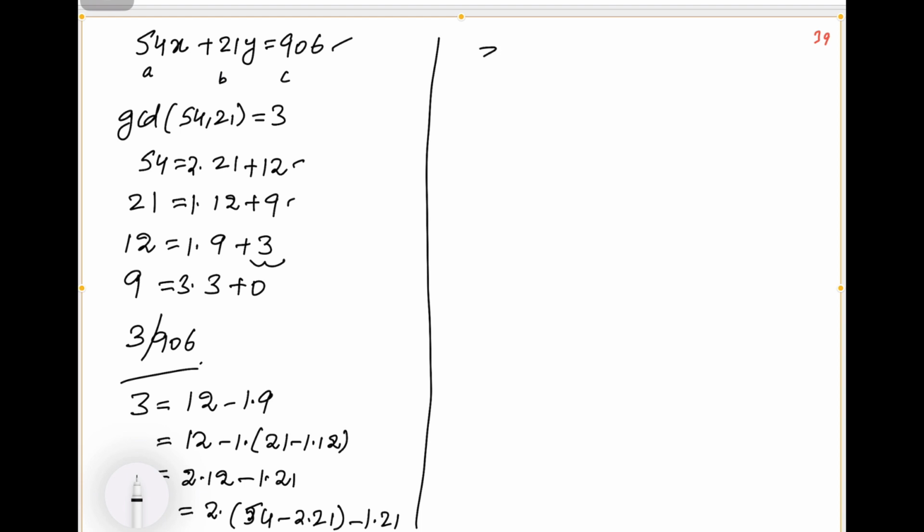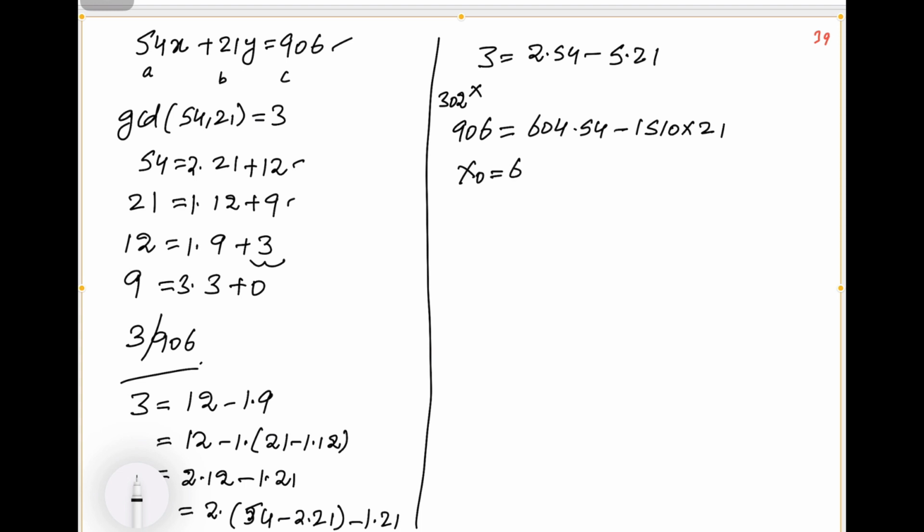So we further have 3 is equal to 2 times 54 minus 2 2s are 4, minus 4 and minus 1, minus 5 times 21. But here C is 906. To complete this constant, we multiply this equation by 302. So it is 906 on this side, and here we have 604 times 54, 1510 times 21. So here x naught is 604, y naught is 1510.